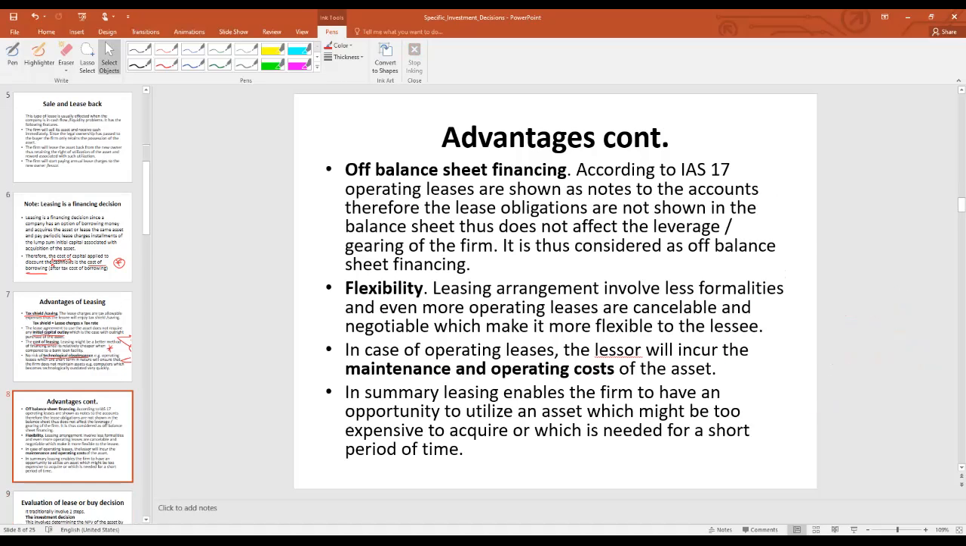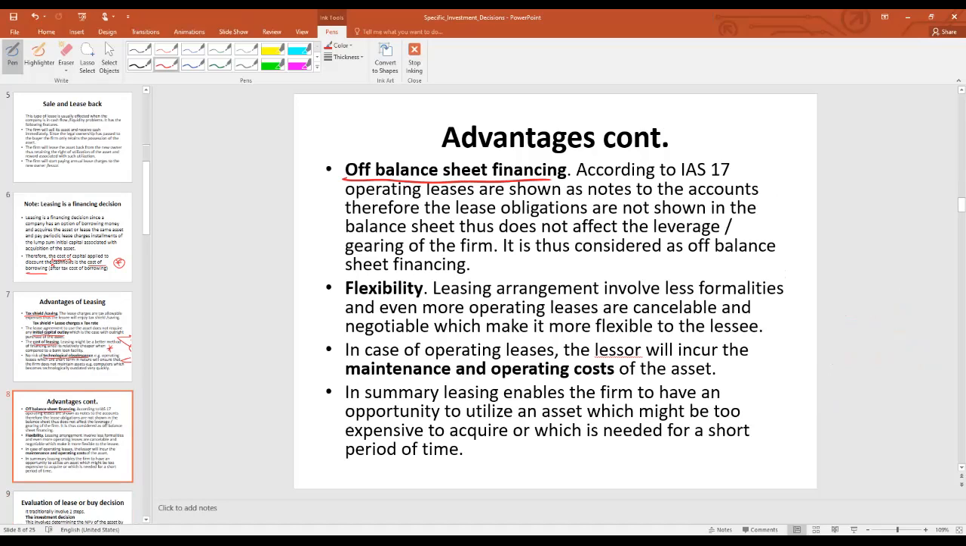Then also, there is off-balance sheet financing that applies in the case of an operating lease. In the case of an operating lease, the amount we have borrowed in terms of the lease contract is not going to appear on the face of the balance sheet. It doesn't appear, so that implies that your gearing doesn't change.